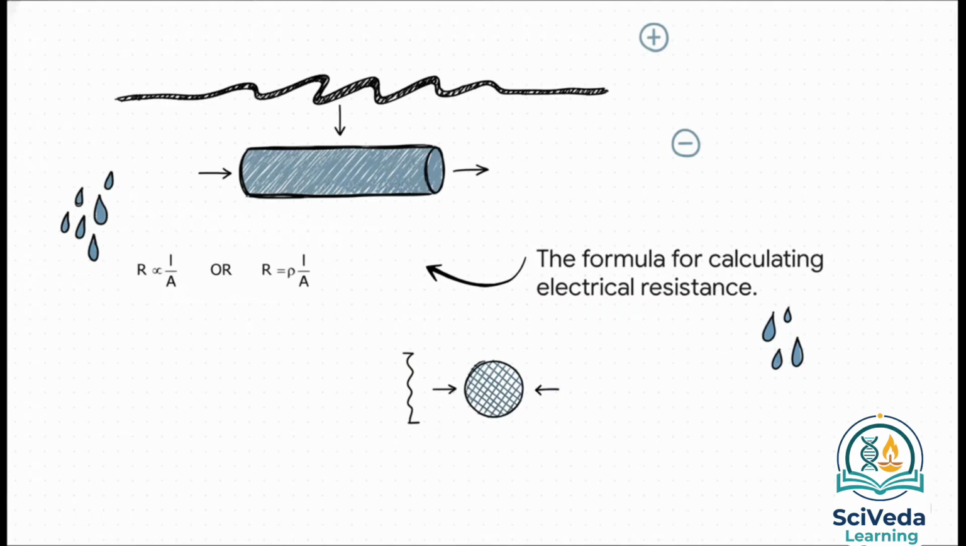Okay, so how do we actually calculate it? This formula right here tells us everything we need to know. Just imagine electricity trying to get through a hallway, right? A super long hallway, that's L, means it's a longer journey, so there's going to be more resistance. But a really wide hallway, a larger area, A, makes it way easier for everything to flow through, so less resistance. It's exactly why a long, skinny wire has way more resistance than a short, thick one.